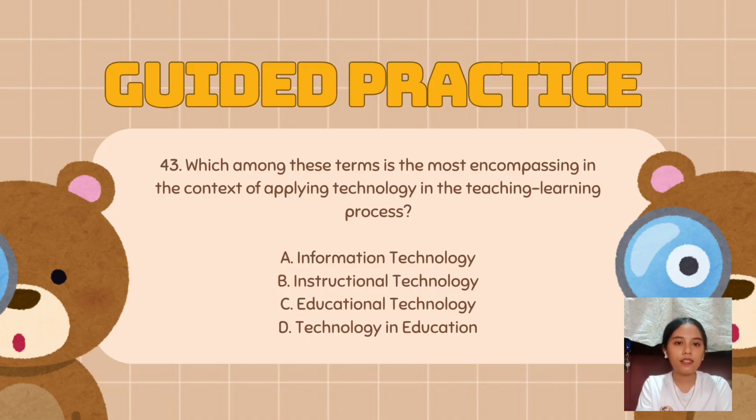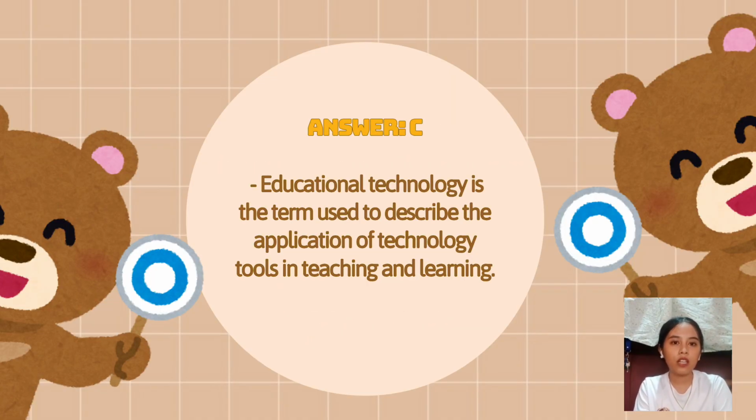The answer is C. Educational technology is the term used to describe the application of technology tools in teaching and learning. So, information technology focuses on the use of computers and software to manage information. And instructional technology refers to the use of technology to improve instruction. And technology in education is a broad term, but less specific than educational technology.